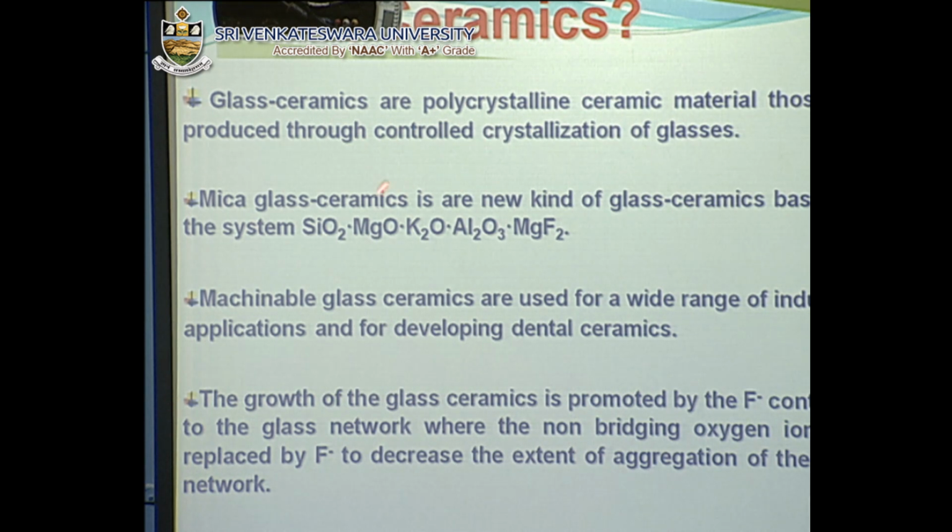You can see that glass ceramics are polycrystalline ceramic materials. These are produced through proper nucleation and controlled crystallization of glasses. And these fluorphlogopite glass materials are very high strength and machinable glass ceramics. As I already mentioned, they are used for a wide range of industrial applications and for developing dental ceramics. The growth of these glass ceramics is promoted by the fluoride content, as the fluoride enters into the glass network and replaces the non-bridging oxygen ions, and it decreases the extent of aggregation of the glass network system.